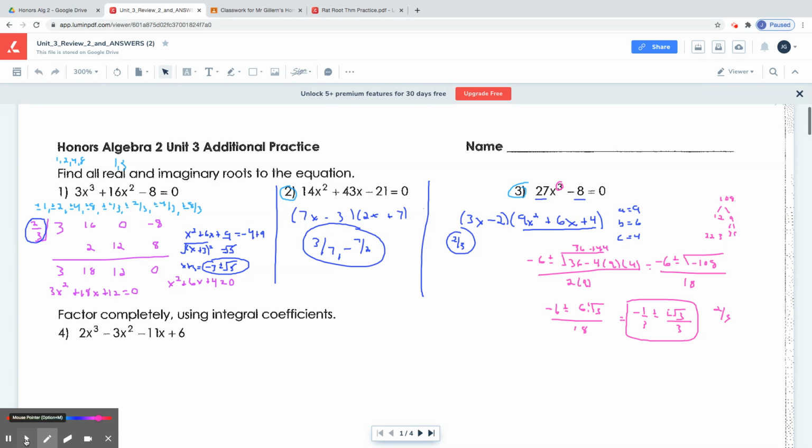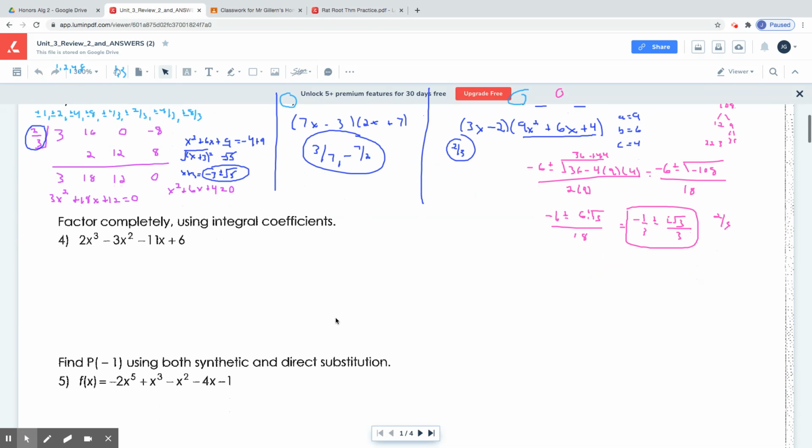Now for 4, it says factor completely. How many terms do we have? We have 4. The only thing I know how to do is grouping with 4. Grouping doesn't work for this. So what I'll have to do is do it synthetically. If you can find zeros, that's how you can factor. So the only possible zeros I can have: factors of 6 are 1, 2, 3, and 6. Factors of 2 are 1 and 2.